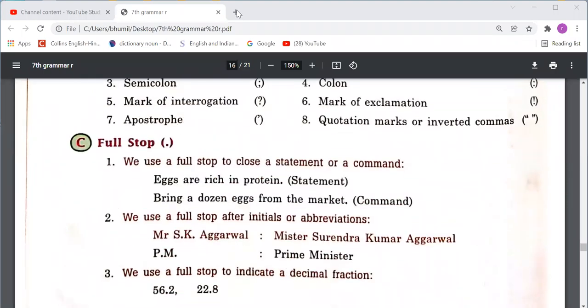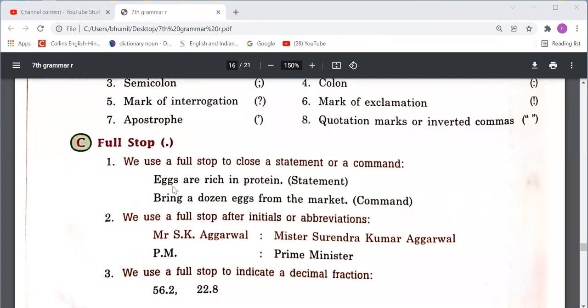First point, we use a full stop to close a statement or a command. So dear students, whenever we have to give any statement or any command or order, meaning imperative sentences, in that case, to end our sentence, we should use the full stop, right?